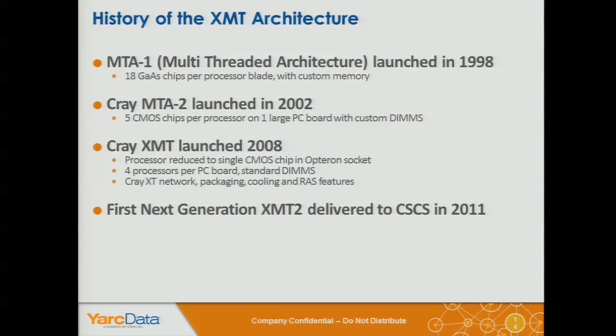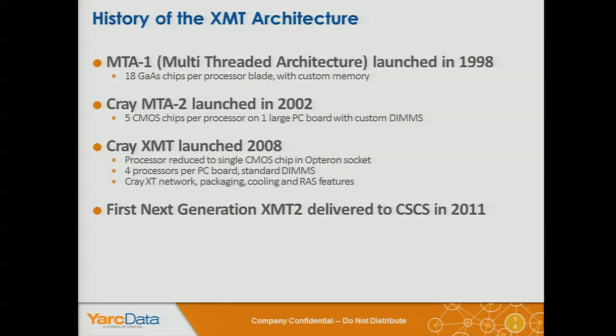Okay, here's a little history of the XMT architecture. I was going to hassle John earlier when he said he'd been working on the XMT since 1997. It was actually called the MTA-1 back then. Our very first machine was launched in 1998 at San Diego Supercomputing Centre. Very complex machine, but similar architecture.